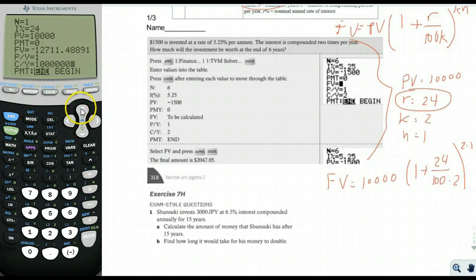Oops, I did it wrong. I was supposed to go up here and do future value. Alpha, enter. Do you see it went up just like one real? Okay, so even though I made it go from 365 to 1,000,000, it only went up like 1 real.